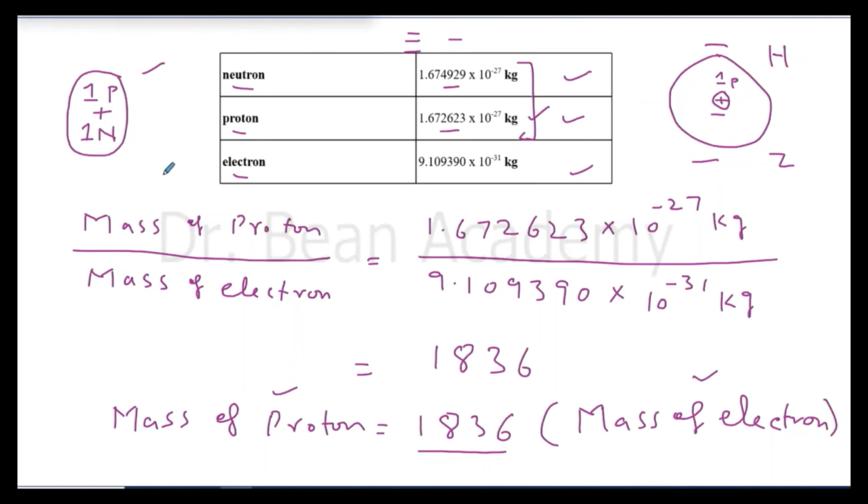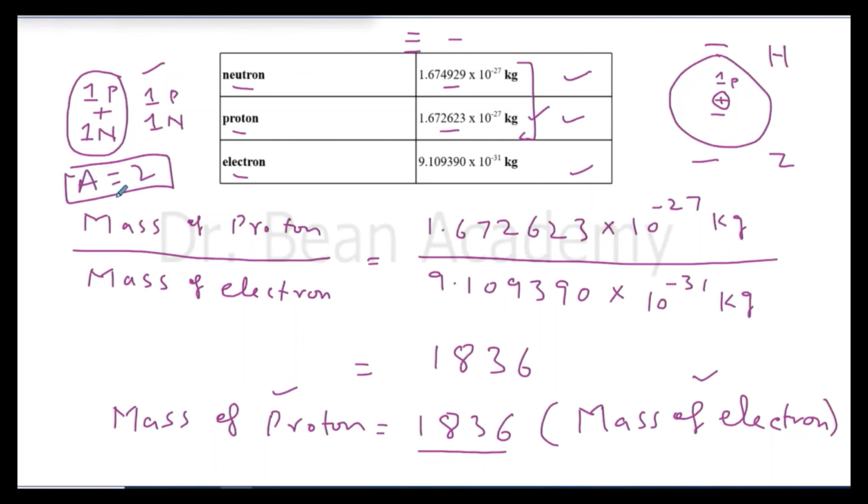And what is the mass number? Mass number A is 2 because mass number is only the proton number plus neutron number. There is one proton and one neutron. So 1 plus 1 equals 2. So mass number is 2.